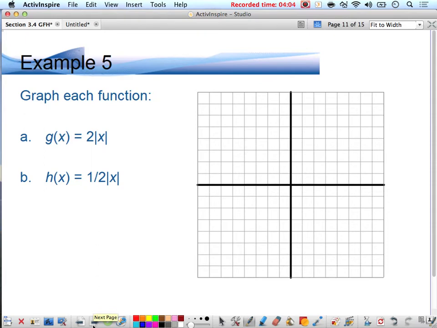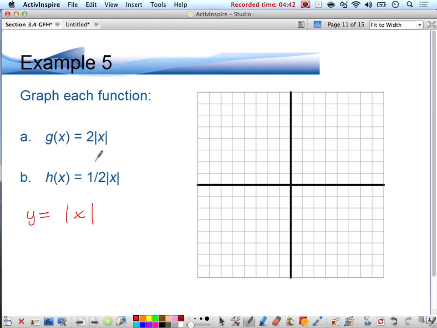So let's look at g of x equals 2 absolute value of x, and h of x equals 1/2 absolute value of x. For part A, what's the parent function? Y equals the absolute value of x. Now that's the parent function for both of those, correct? Yes? Okay. Are there any vertical or horizontal translations? No. There are no numbers added or subtracted anywhere. Are there any reflections? No, there's not a reflection. There's no negative sign. The only thing is there's a constant multiplied on the outside of the absolute value here.